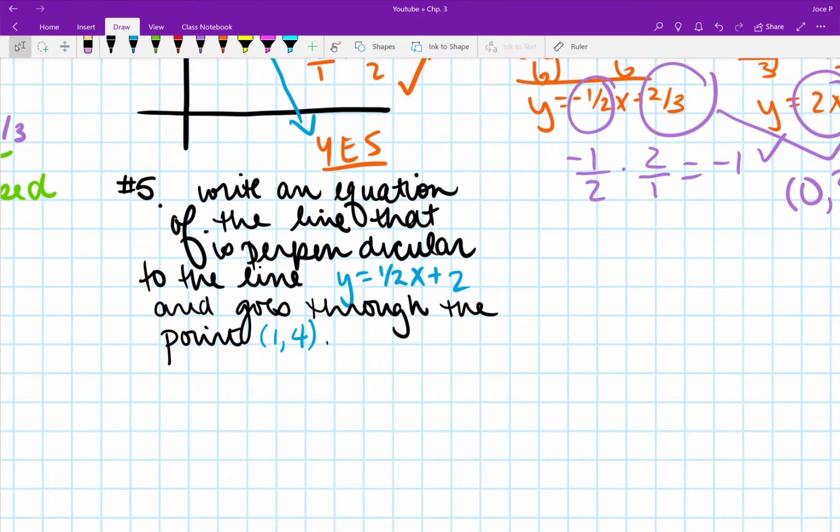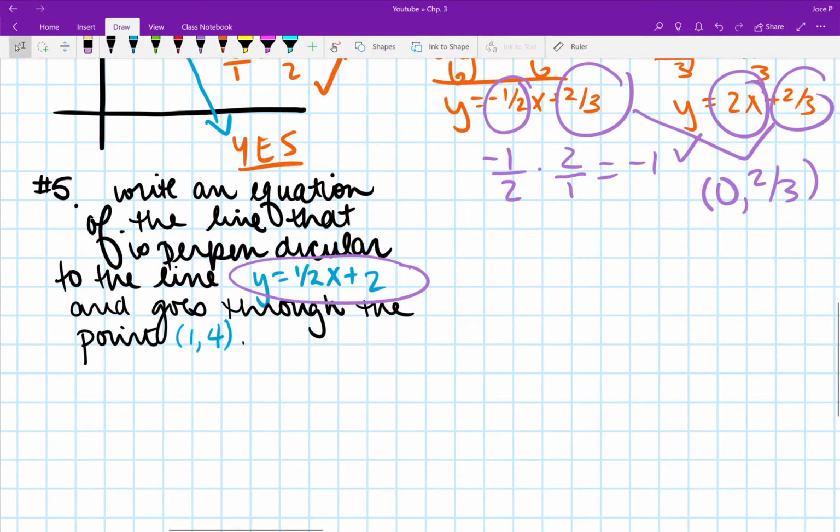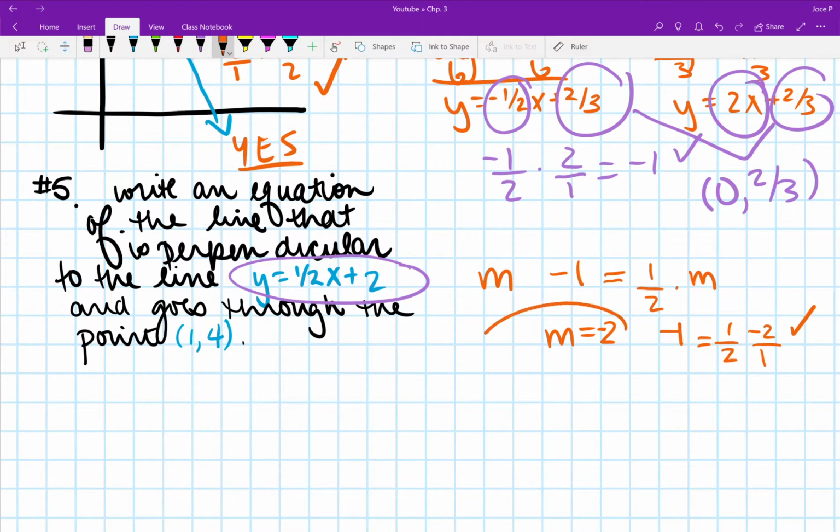Our last one. We're going to write an equation of the line that is perpendicular. Same kind as before. So here is our equation. We're going to need first an m that is a negative reciprocal. What is the negative reciprocal of 1/2? So we need something that negative 1 is going to equal 1/2 times this new m. What is that going to be? Well, m is going to equal negative 2. Negative 1/2 times negative 2 over 1 equals 1. Check. So m is going to equal that.